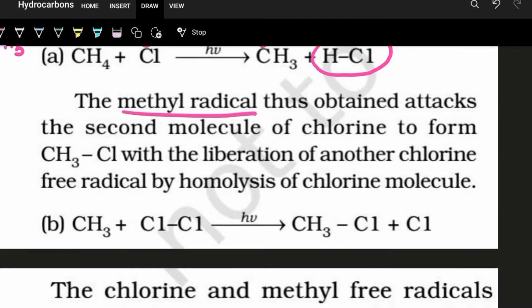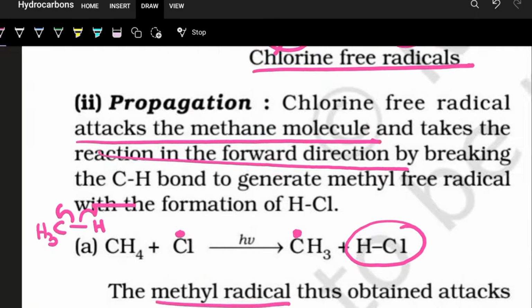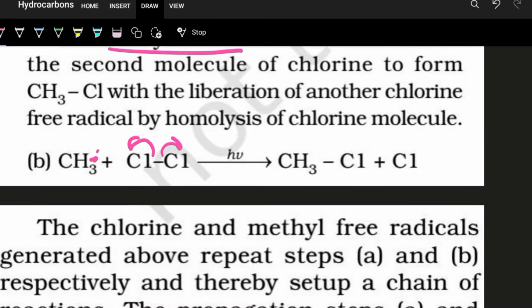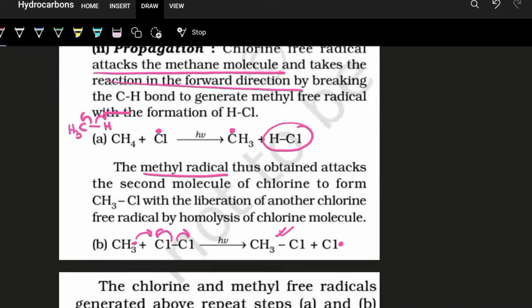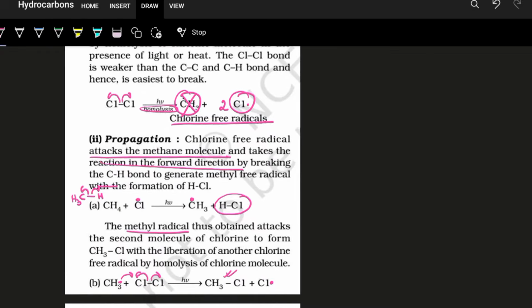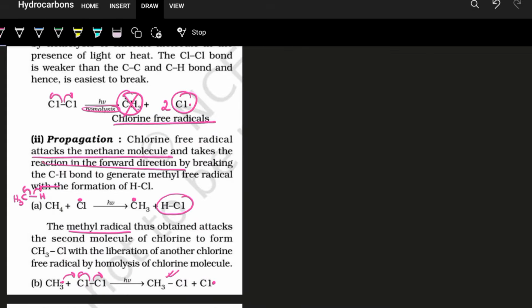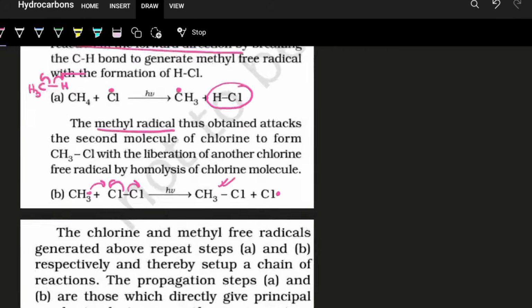The methyl free radical that is obtained, CH3 dot, again reacts with Cl2, and this forms Cl dot and Cl dot, and CH3 combines with one electron. One electron of CH3 and one electron of Cl form CH3Cl, and this is a Cl dot. This is how the mechanism is. So please see the mechanism and do the required correction in your NCERT textbook.